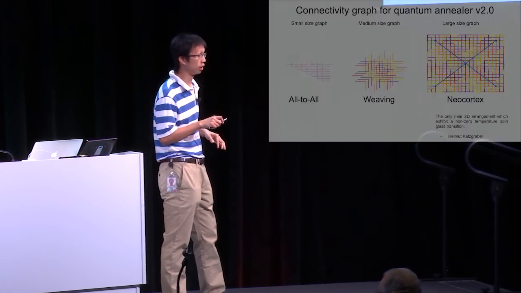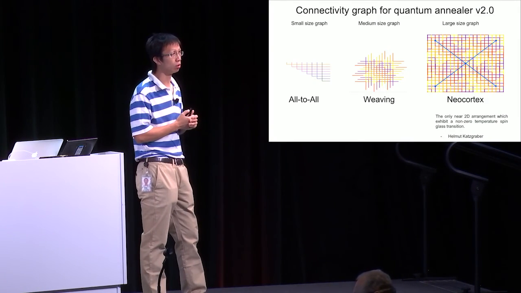Okay. And is a finite spin glass temperature proven? For this graph, if we have enough long-range interaction, we do believe it's non-zero. Okay.